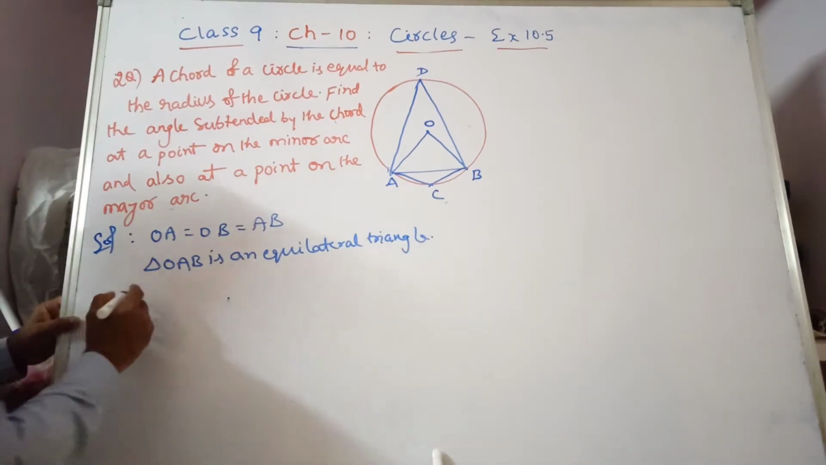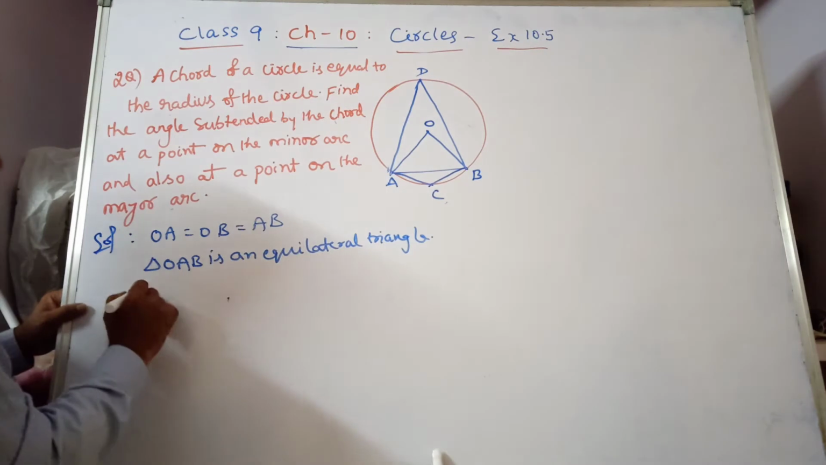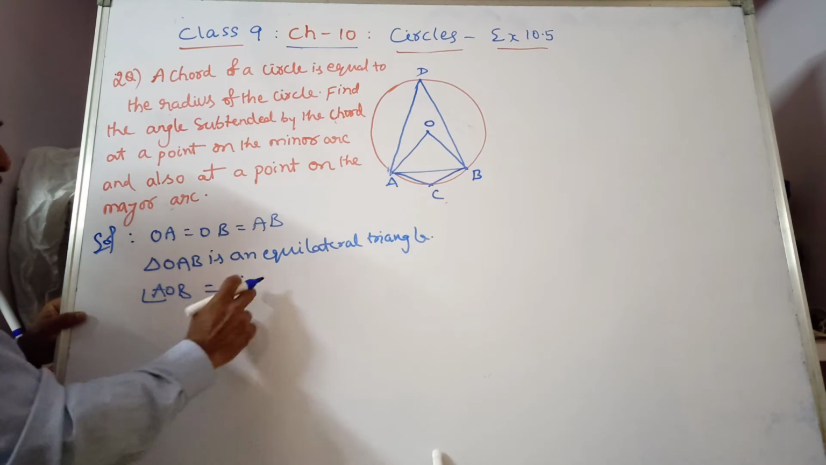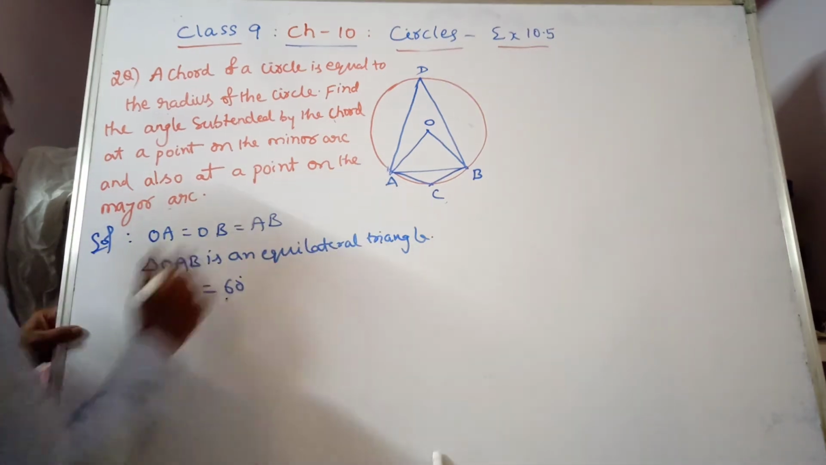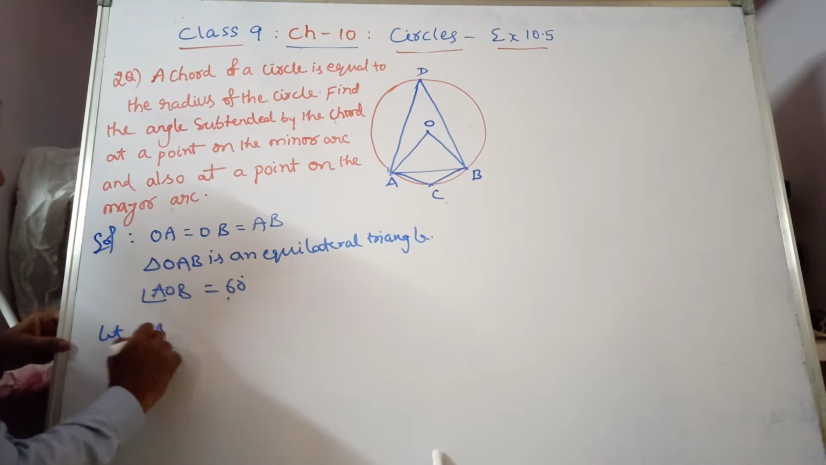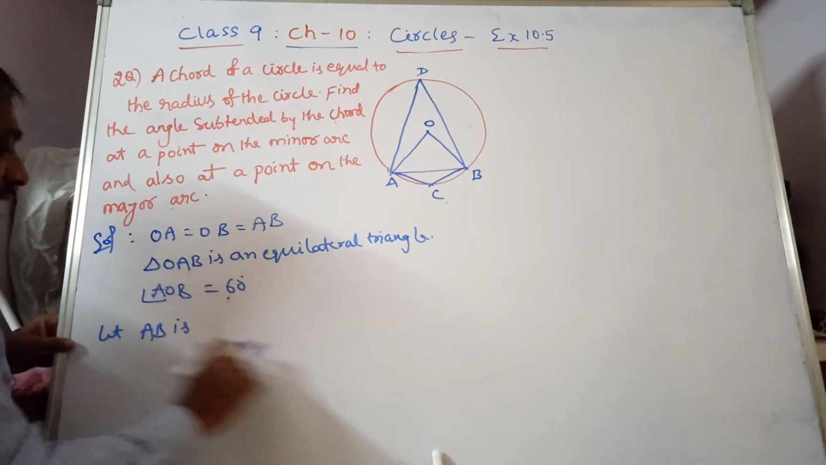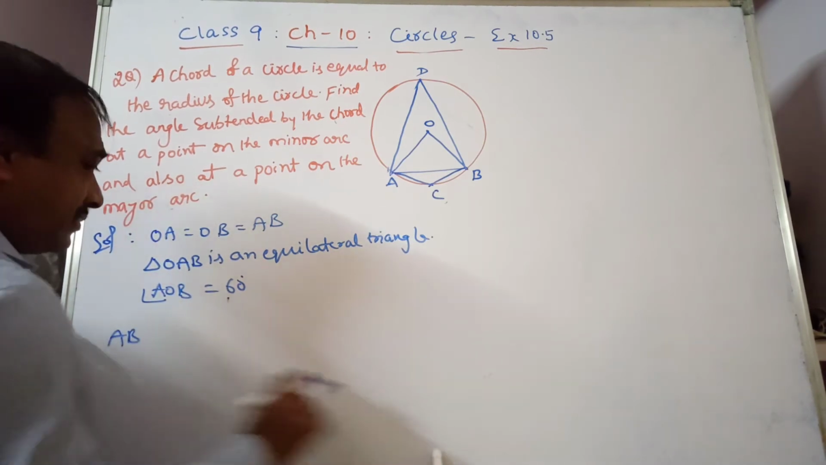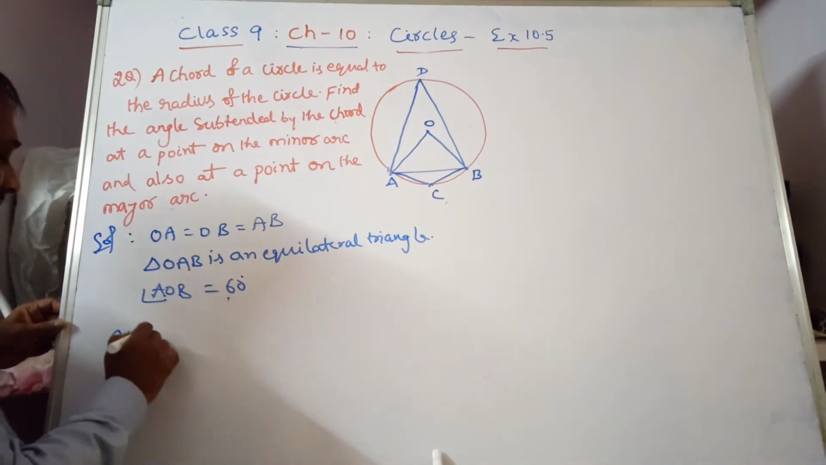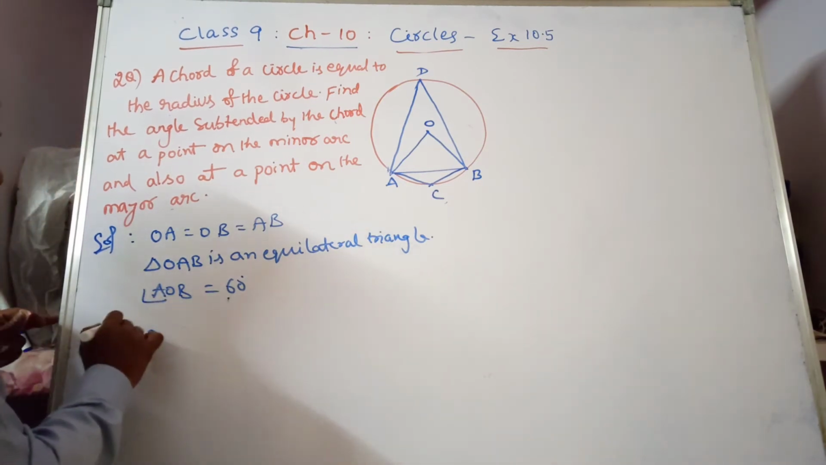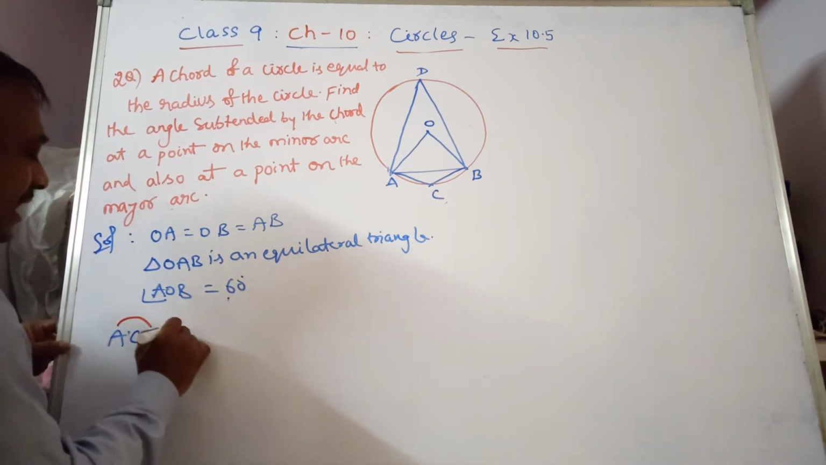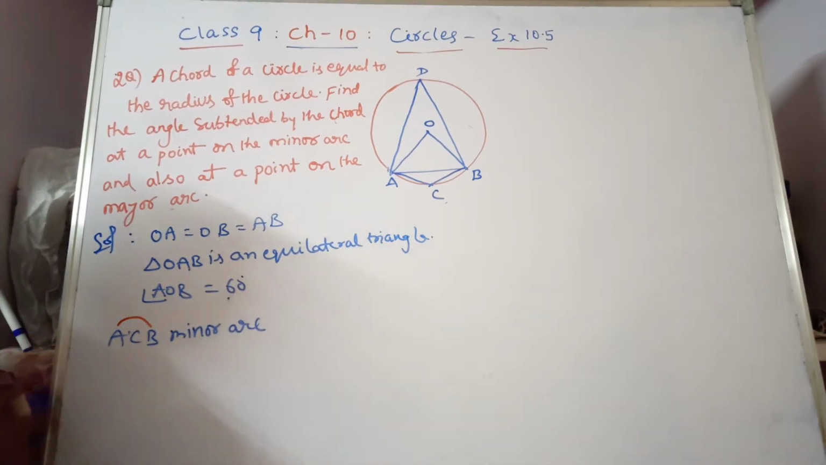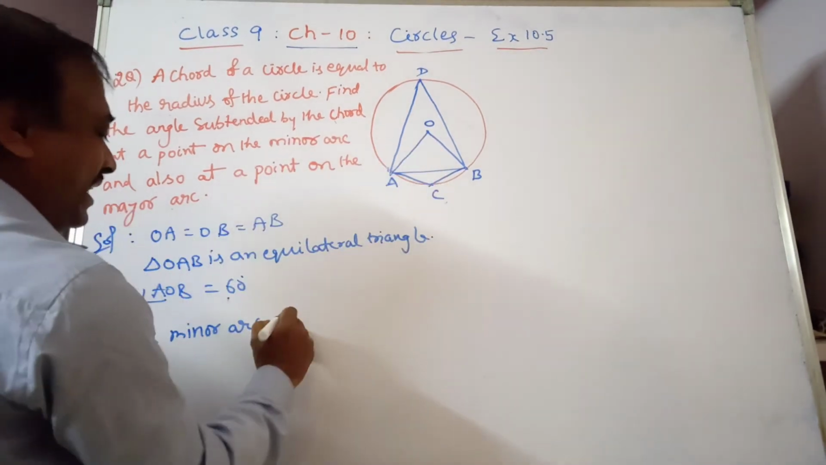Equilateral triangle. Now, if it is an equilateral triangle, we can write angle AOB is equal to 60 degrees. Angle AOB is 60 degrees. Now we are considering, let ACB be the minor arc. ACB is the minor arc. So now we have to find out angle ACB.